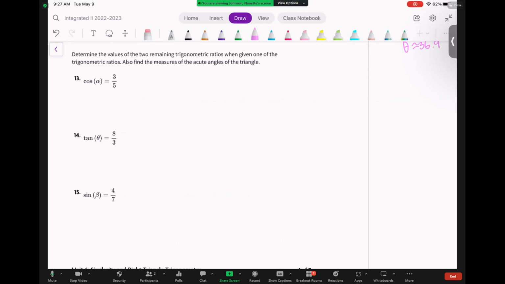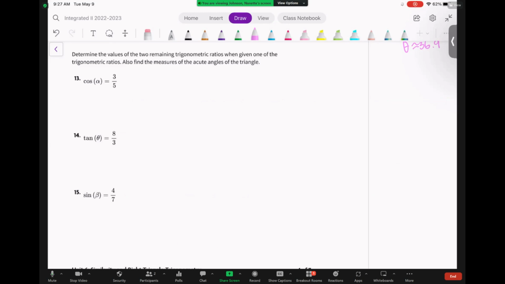So number one, they want you to find all of them given one of them. So if they gave you cosine, like in this first one, they now want you to find sine and tangent. And then they also want you to be able to find and solve that whole right triangle, all the angles, all the sides.